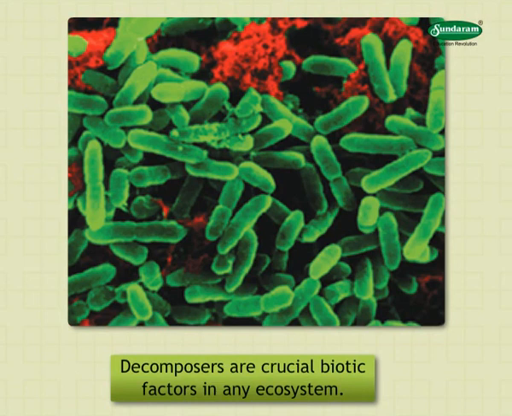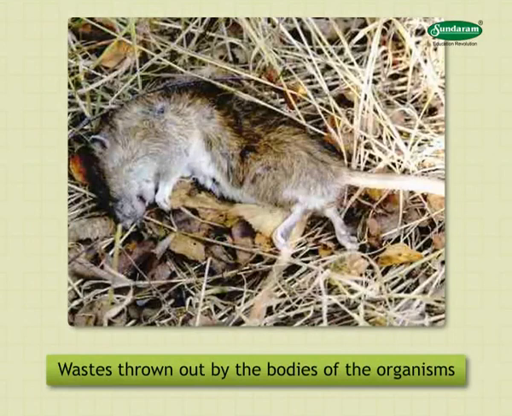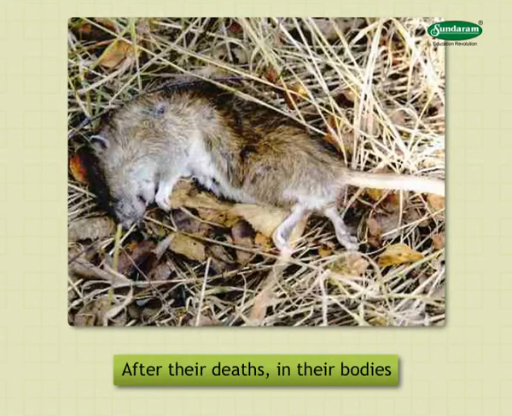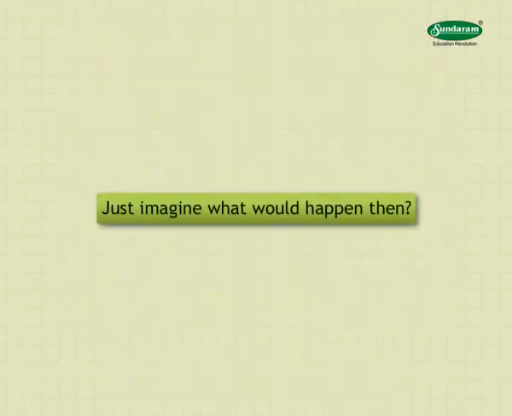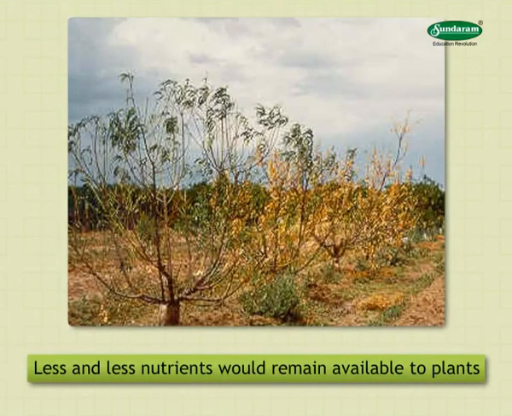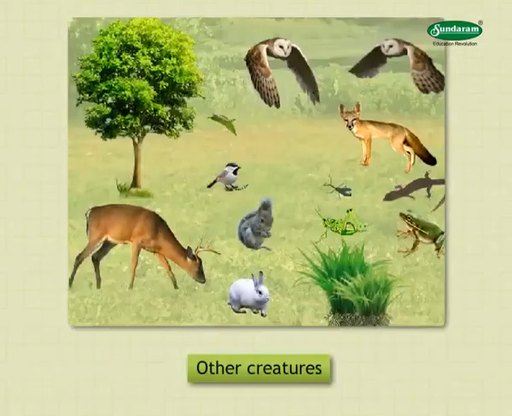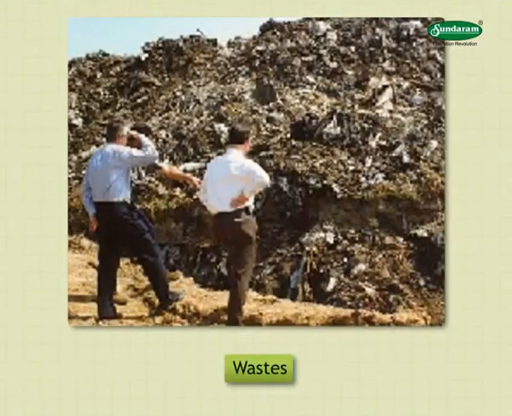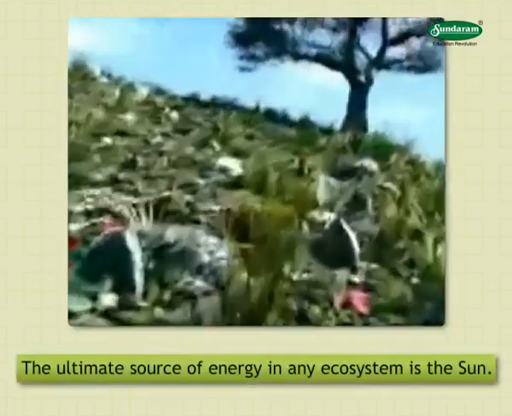Decomposers are crucial biotic factors in any ecosystem. If it were not for the decomposers, the nutrients that entered food chains would remain locked up forever in the waste thrown out by the bodies of the organisms and, after their deaths, in their bodies. Just imagine what would happen then. Less and less nutrients would remain available to plants, and through them to other creatures. The waste would go on building up around us till all life on earth would be overwhelmed by its own waste.